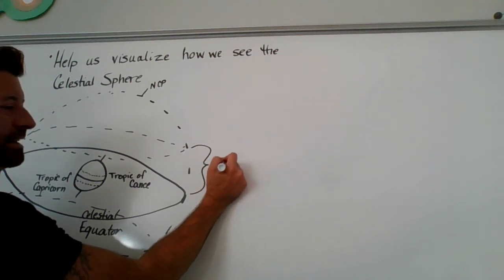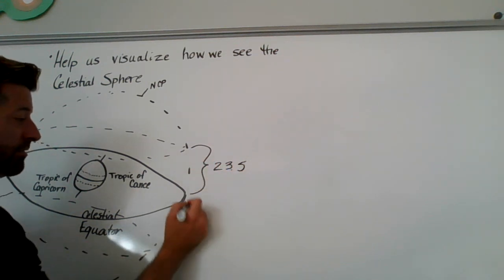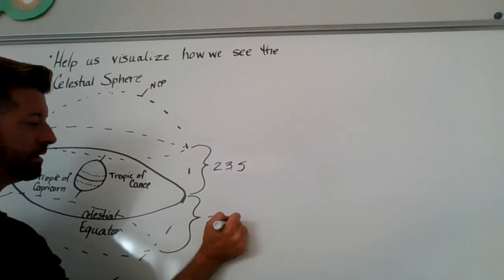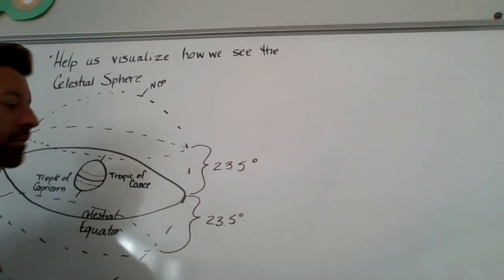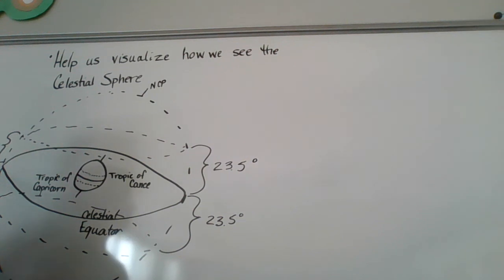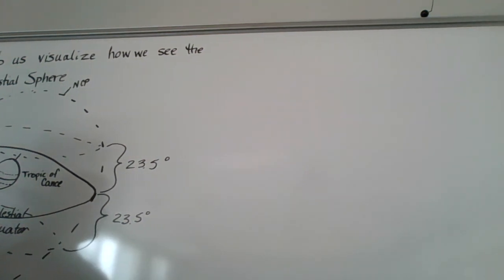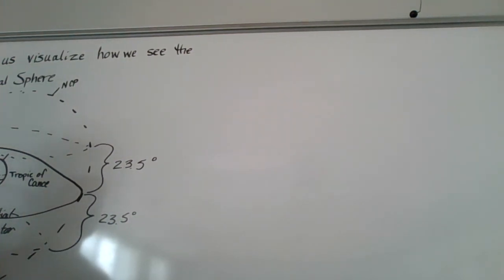23.5 degrees above and below the celestial equator, which you're going to find as lines of declination on your star charts.